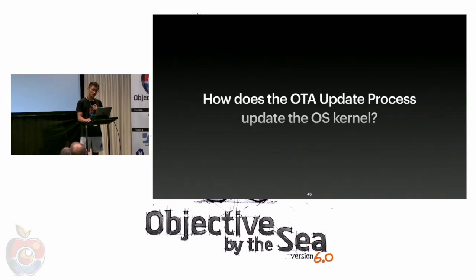The basic fact is that Apple needs to update the OS kernel file via the OTA update process. Therefore, the OTA update process must have the ability to break the SSV protection. But how is this process accomplished?